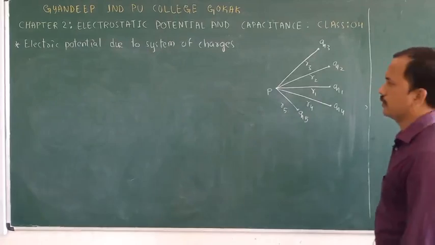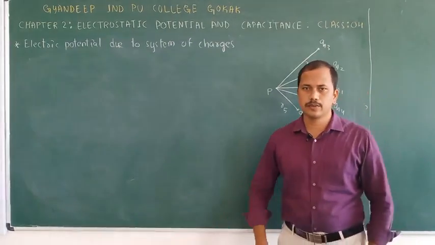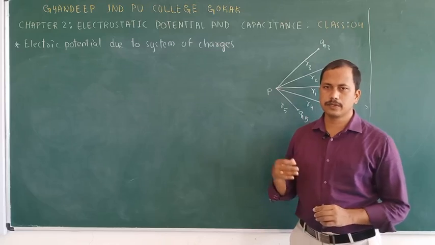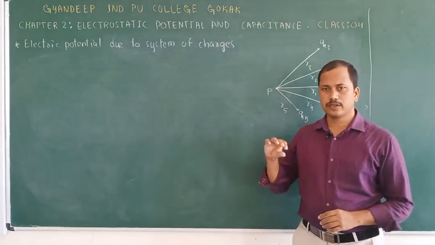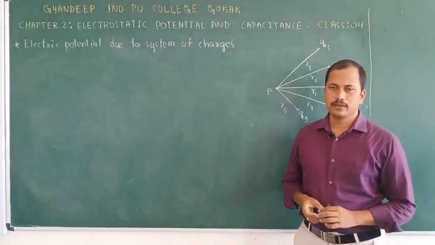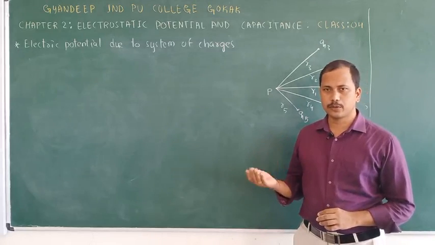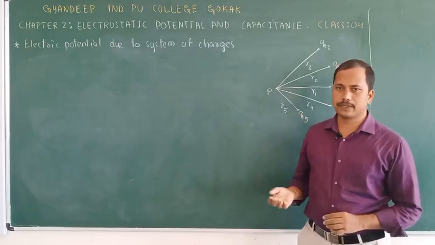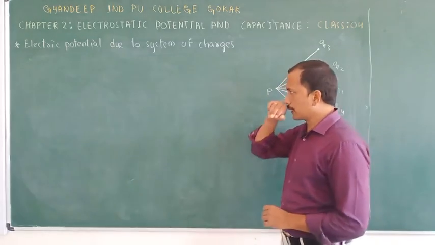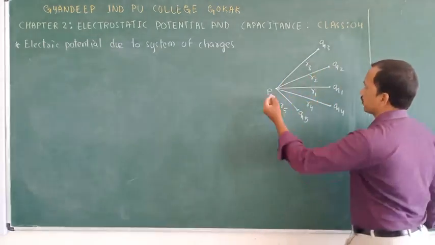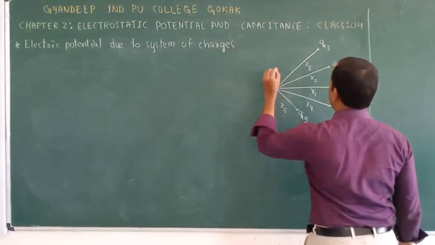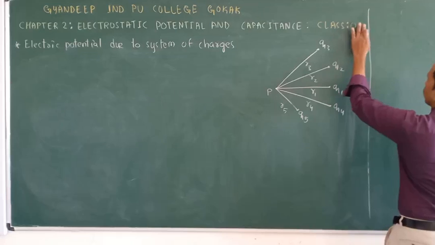So next question is the electric potential due to a system of charges. In the previous one, we found the electric potential due to a single point charge, and the other one was the electric potential due to an electric dipole at any point. For example, for a single charge, I draw it here.